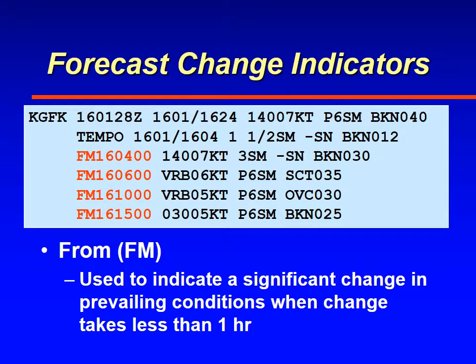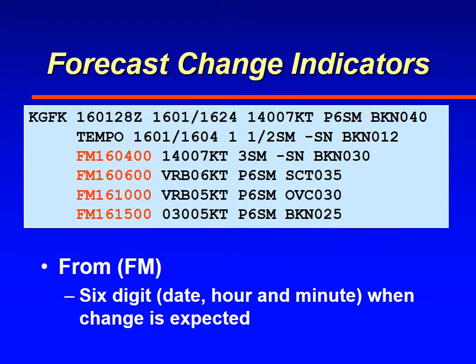There are three different types of change indicators. The first one that we'll look at is FM, or "from." From is used to indicate that there's a change to prevailing conditions. Prevailing meaning that these are the weather conditions that are expected to occur for the majority of the time period. And it's usually assumed when you use the from indicator that the change from one set of prevailing conditions to the next occurs in less than 1 hour.